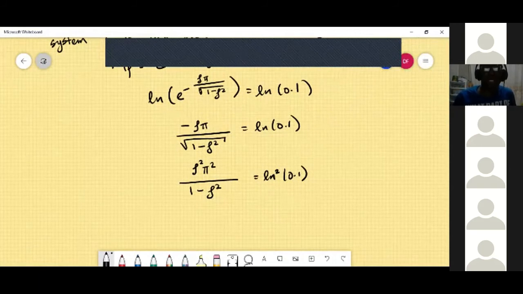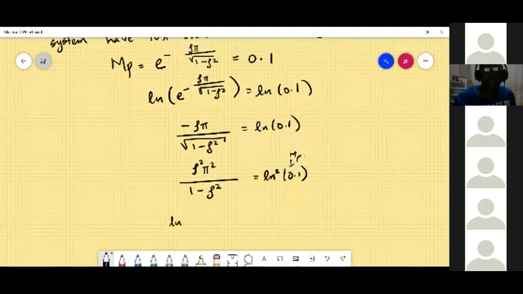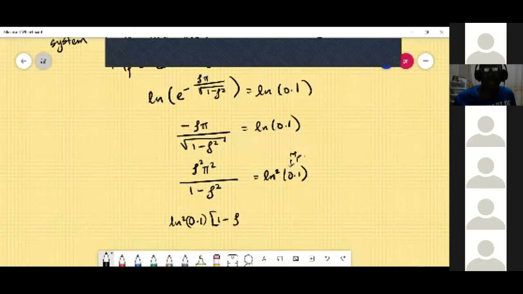And we're going to be using this so often. When we reach here, we're going to replace the 0.1 by whatever the peak is. So let me cross multiply. So ln squared 0.1, 1 minus the damping ratio squared is equal to the damping ratio squared pi squared.